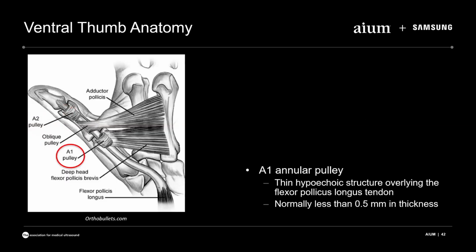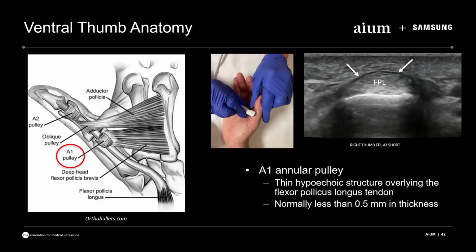But for our purposes, we're really just going to focus on that A1 pulley because that's the one that's easiest to see and most commonly abnormal. It will appear on ultrasound as a little thin hypoechoic structure overlying the flexor pollicis longus tendon. And this is normally less than 0.5 millimeter in thickness. You can see this looks very similar to the extensor retinaculum on the other side, right, where we would have de Quervain's. So keep this image in mind, and we'll look at another patient who actually had some pain on this side right here.